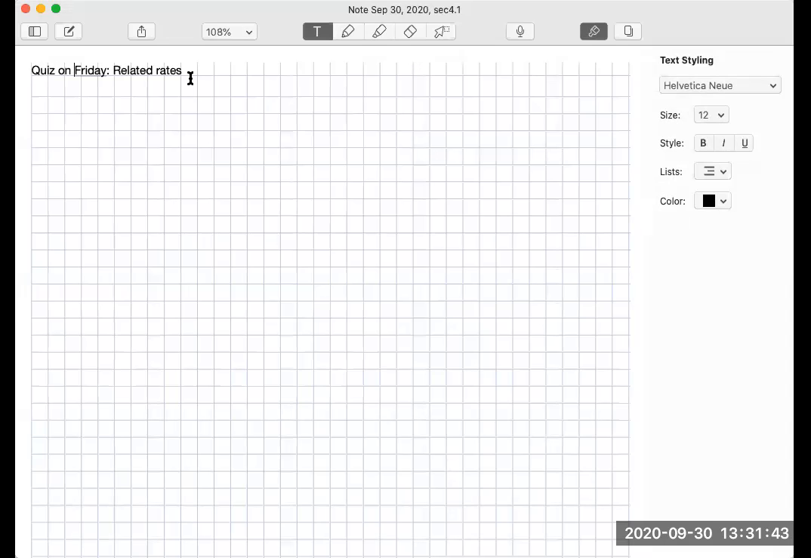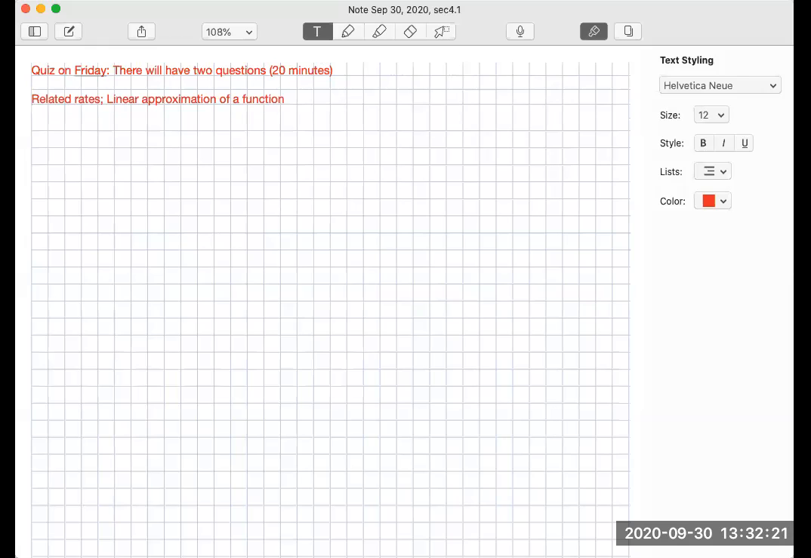And so linear approximation. So prepare that. Then we have 2 questions, and we'll do it in 20 minutes. Okay. And the test 2 will be similar to the quiz.